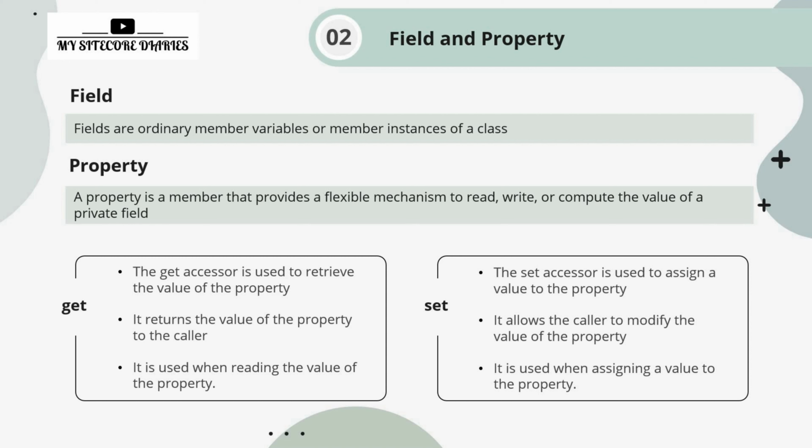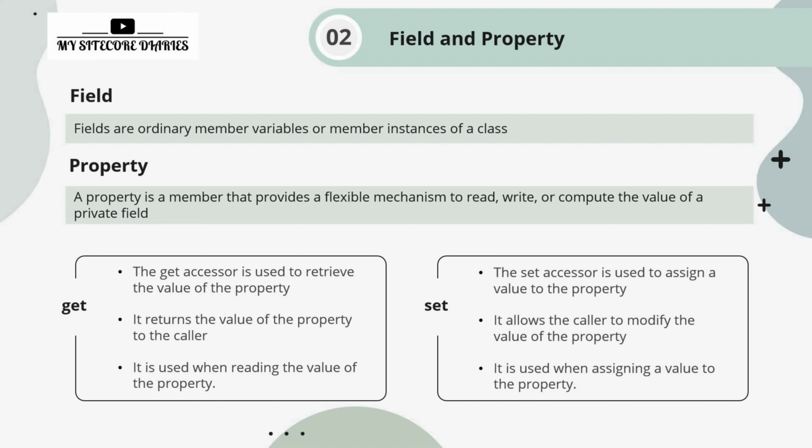The get accessor is used to retrieve the value of the property. So it is to get the value, or to retrieve the value. It returns the value of the property to the caller. So whoever is calling that property, it will give the value. It is used when reading the value of the property. What is set? The set accessor is used to assign a value to the property. So if you want to assign any value, then set comes into the picture. It allows the caller to modify the value of the property. You can write the value using set, and it is used when assigning a value to the property.